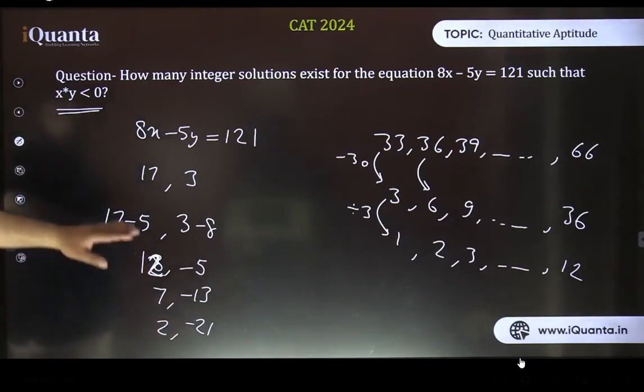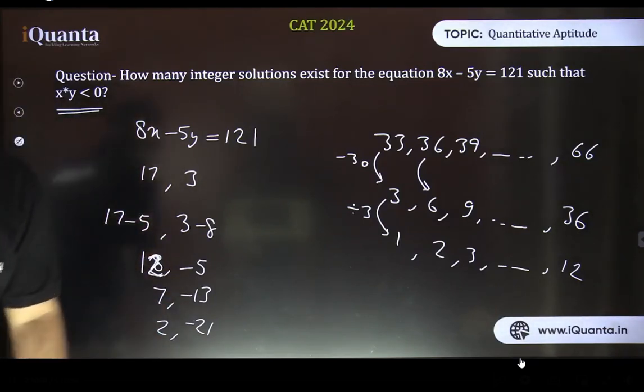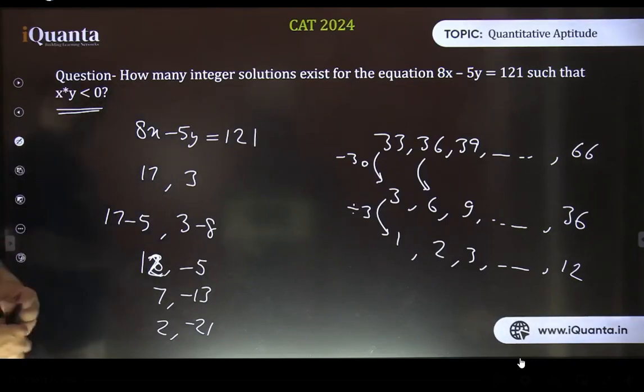So this much is done here, but can we go beyond this? No, going further means we are increasing the value here. So these are the only solutions. Yes, only 3 solutions. It was a small case.